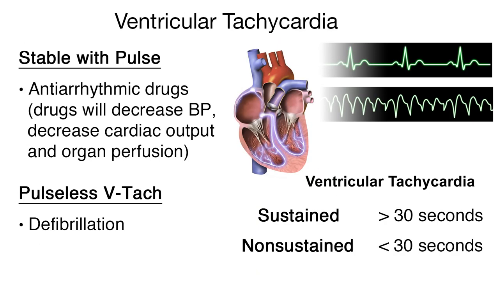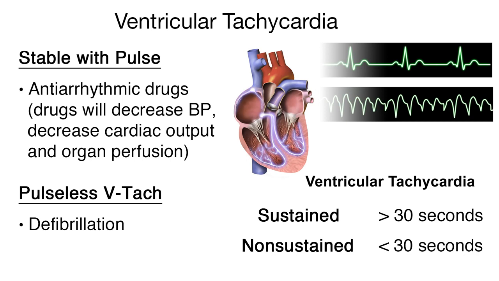VTAC is classified as sustained, which lasts more than 30 seconds, or non-sustained, in which the tachycardia stops before 30 seconds. Patients with VTAC may have a pulse, or they may be pulseless. The standard of care for pulseless VTAC is defibrillation, to immediately convert the VTAC to sinus rhythm and reestablish cardiac output and organ perfusion. If the patient is stable with adequate cardiac output, they generally receive antiarrhythmic drugs.